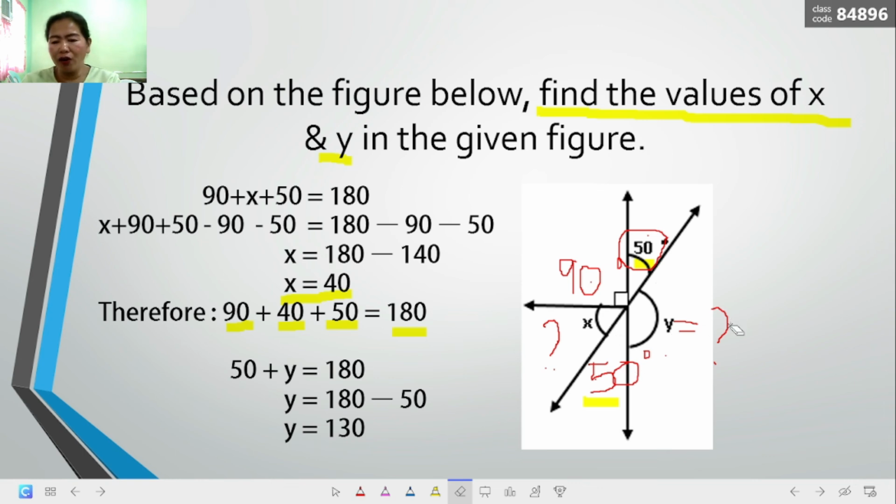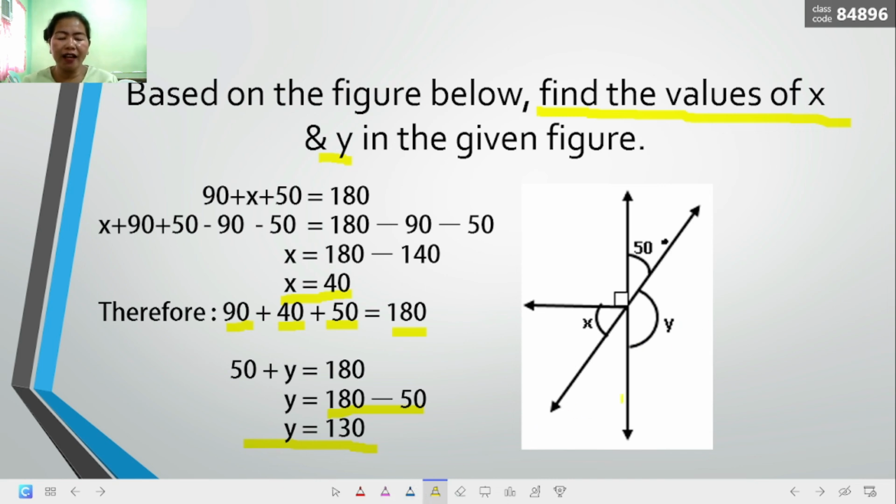For angle y, there are only two angles at the right side of the vertical line. These are the supplementary angles: 50 degrees and angle y. Therefore, 50 degrees plus y is equal to 180. So y is equal to 180 minus 50, and that is 130. Therefore, the measure of angle y is 130 degrees.